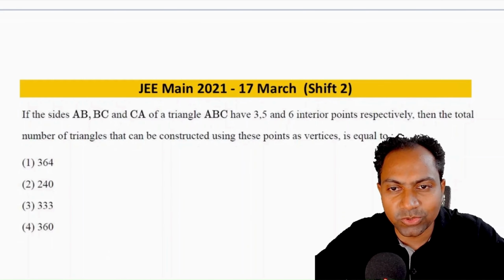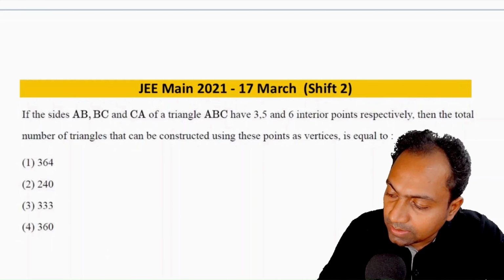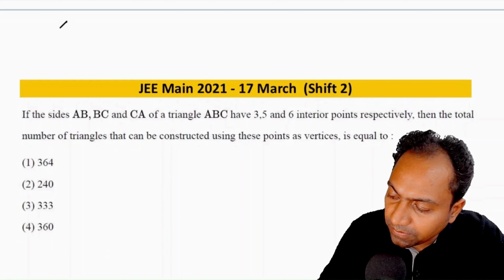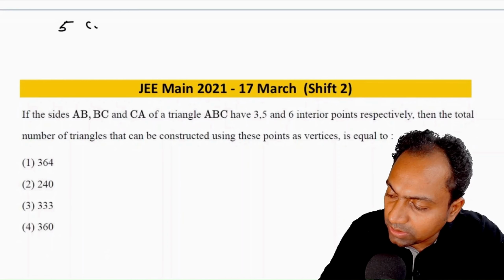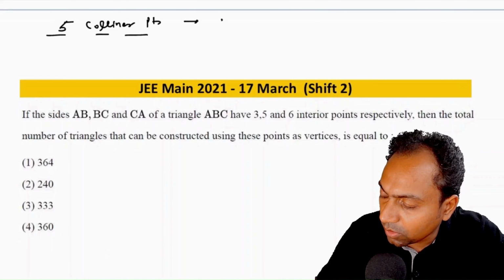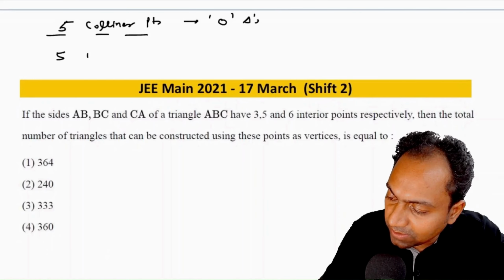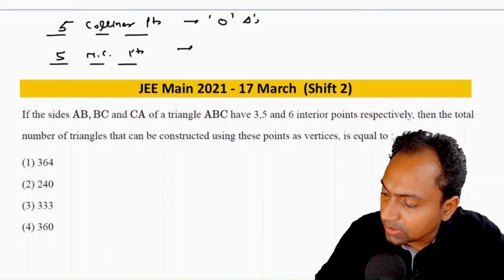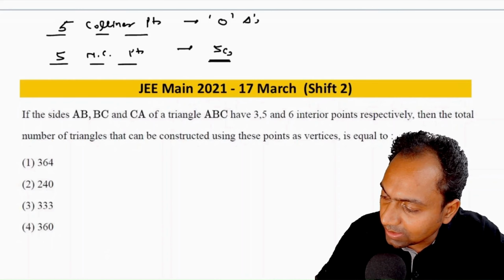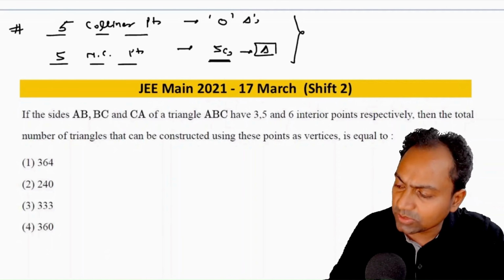Before you start this question, you should understand two very simple points. If we have, let us say, 5 collinear points, whatever we do, we won't be able to form a triangle. So there are 0 triangles that we can form. But if you have 5 non-collinear points, then if I choose any 3 points out of this, a triangle emerges. This is a very basic idea and this question is based on this idea.